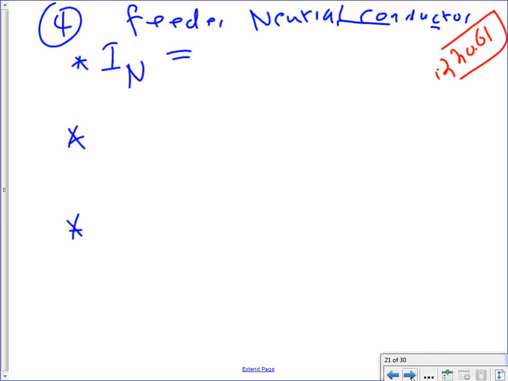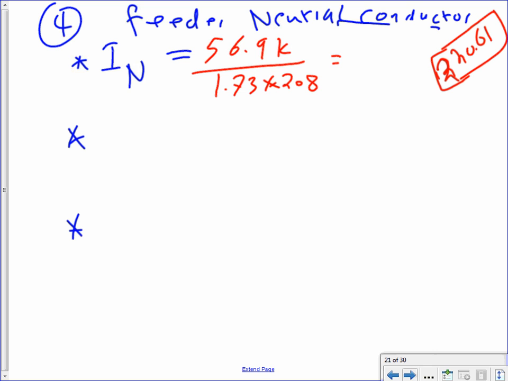So let's go to the receptacle panel. For the neutral, guys, I can use 220.61. Okay, so the neutral, here's my neutral load, 56.9 kVA. Remember that coming from my load calculation. Divide by 1.73 times 208. Why do you think we treat the neutral as 3-phase? Because it will be divided between the 3 phases, right? That will give me 158 amps.